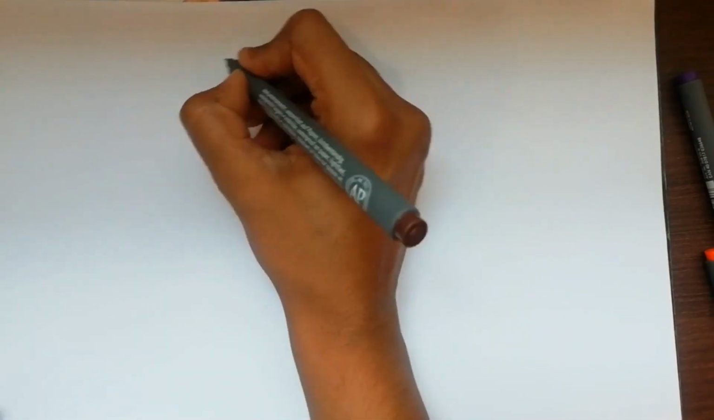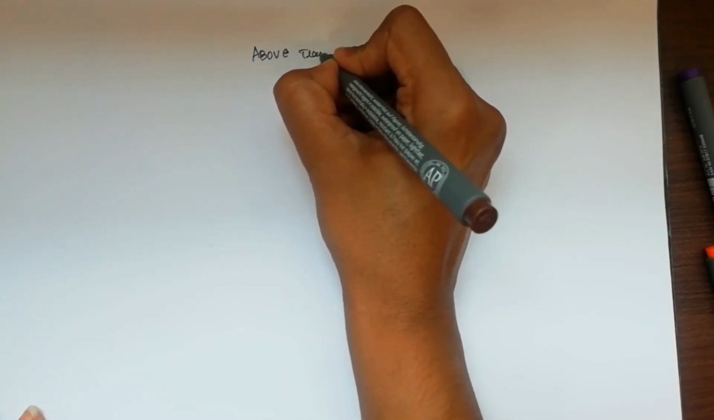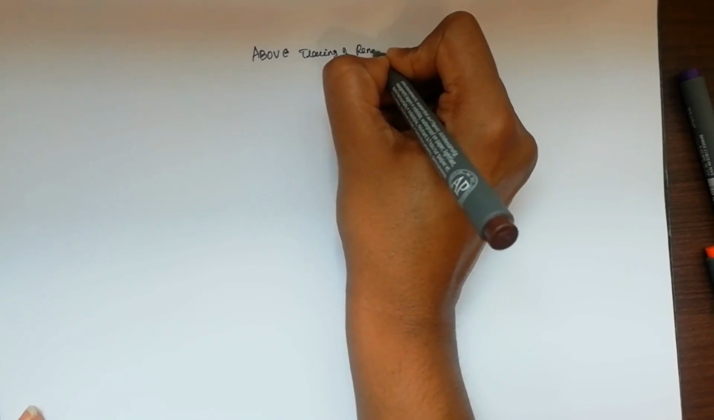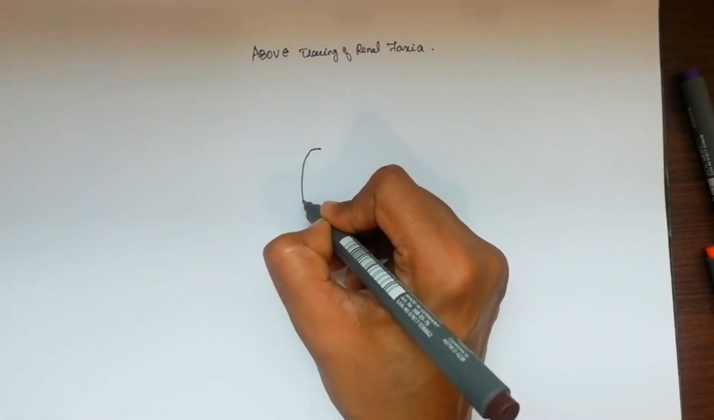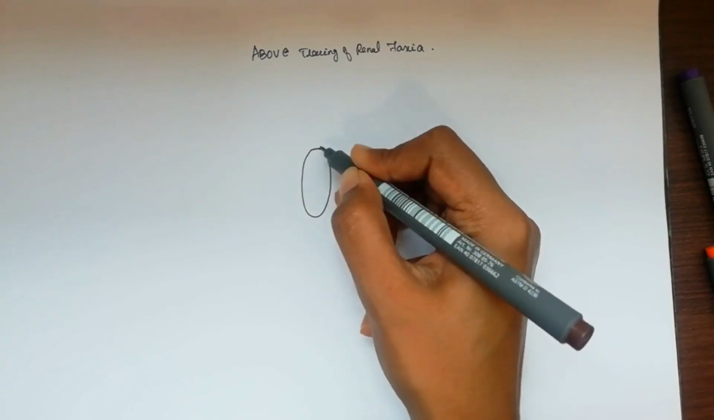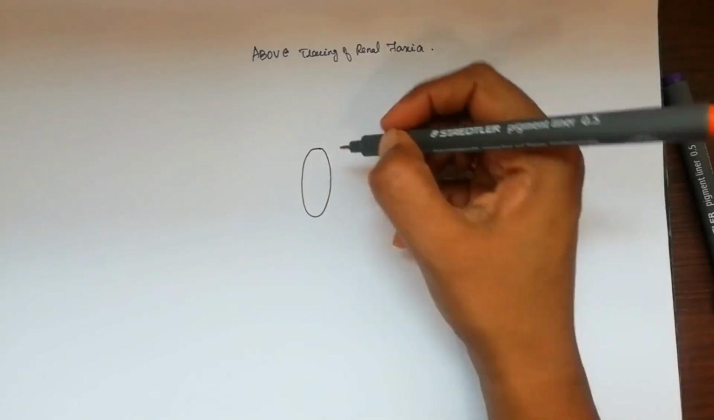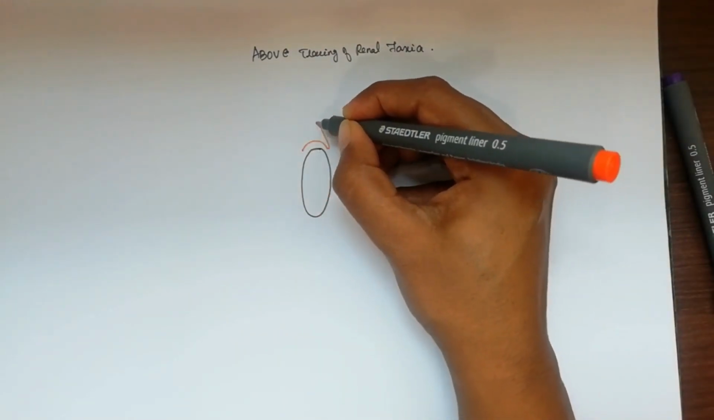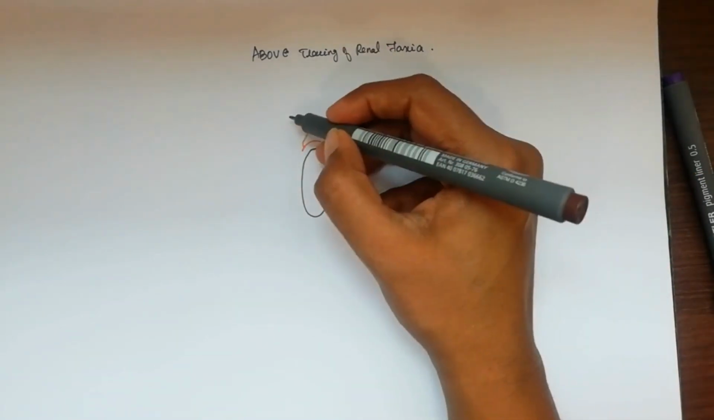So we are going to trace above. Above tracing of renal fascia. While we are tracing the renal fascia in the upper aspect, what we have is our kidney. So in that section we will be having the kidney in this shape, and above that we have got a gland, and that gland is nothing but the suprarenal gland. So we have got a gland above the kidney, that is the suprarenal gland, and above that we have got the diaphragm.